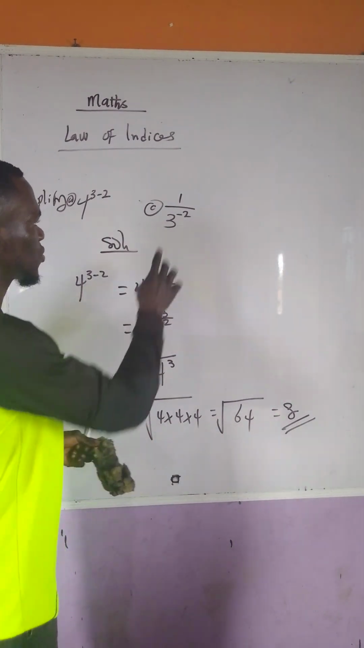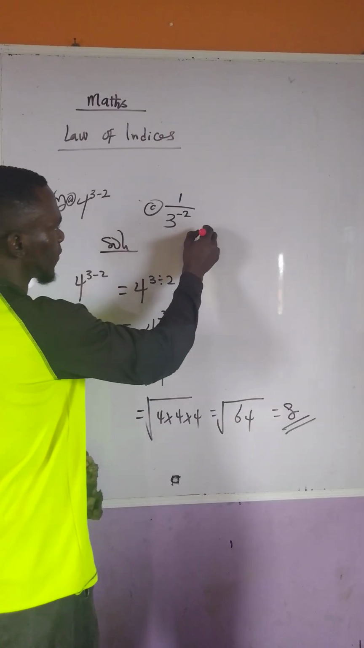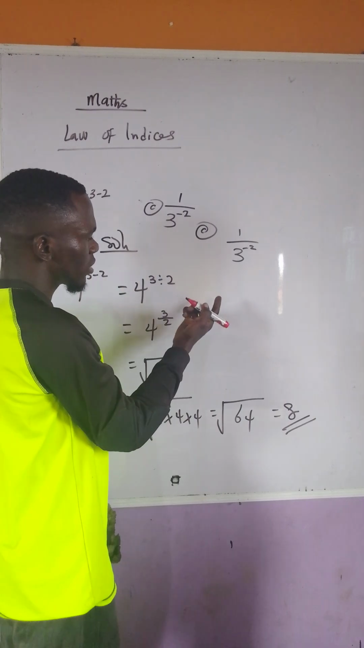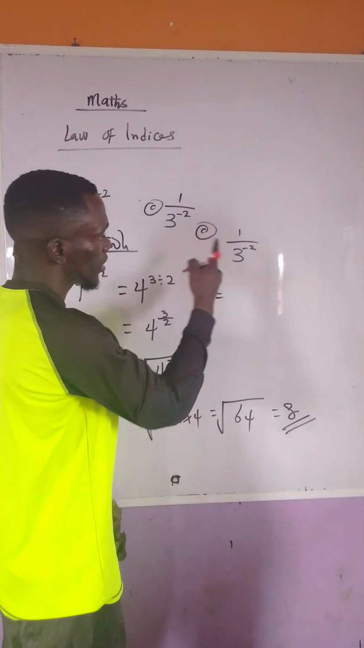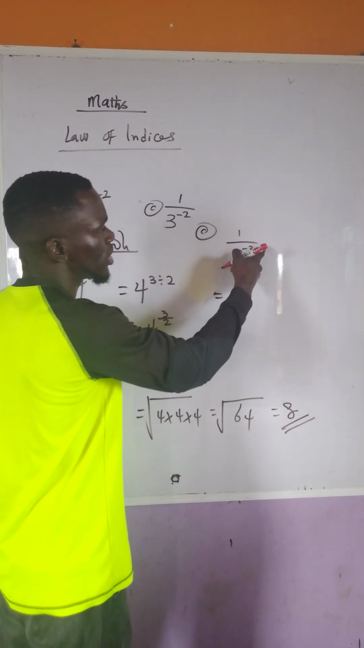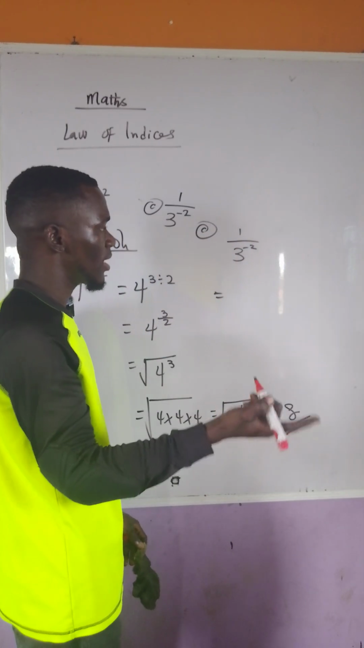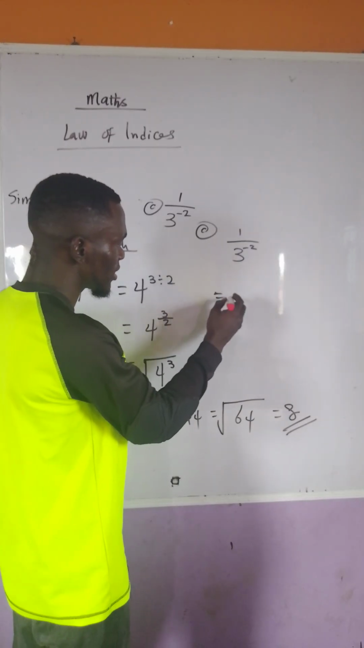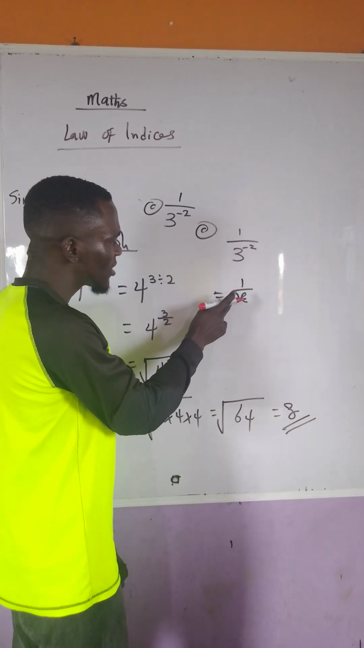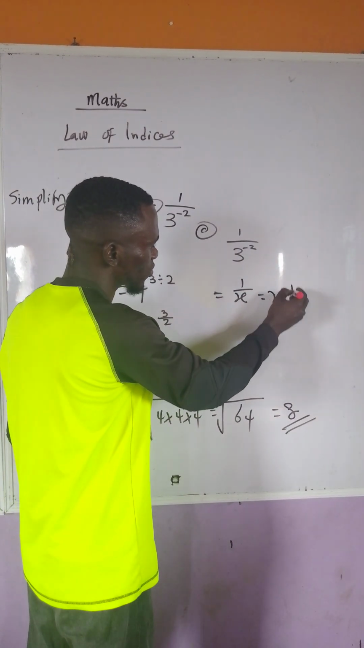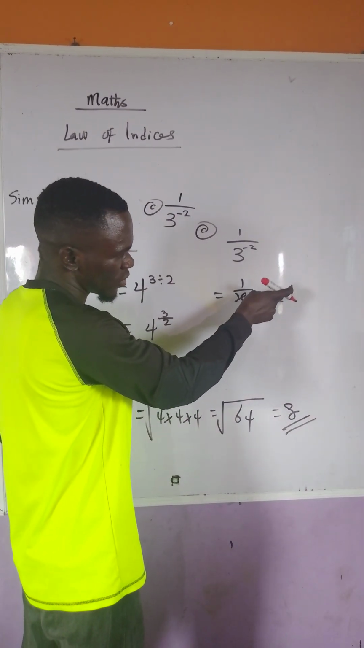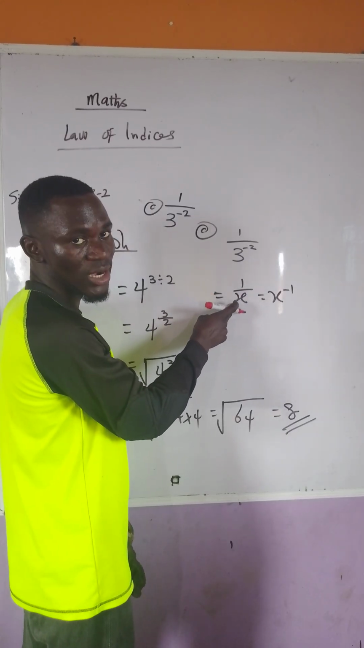Now let's consider this c, which is 1 over 3 to the power of minus 2. Let's quickly solve it. Don't forget that this 1 over simply means the negative law of indices. If we have 1 over x, it simply means x raised to the power of minus 1, which gives us 1 over x, the inverse.